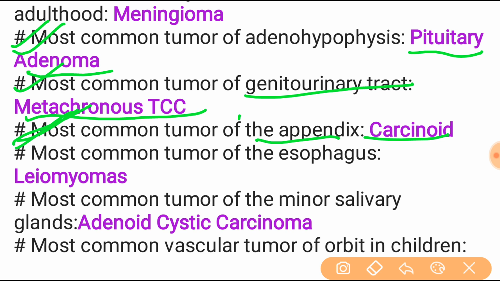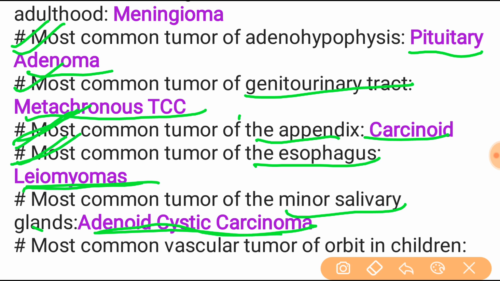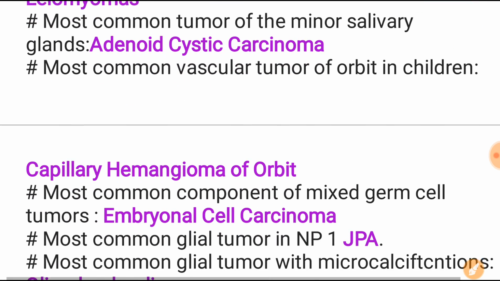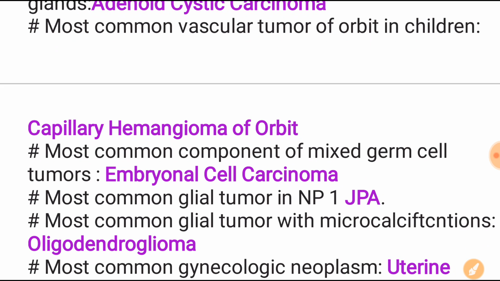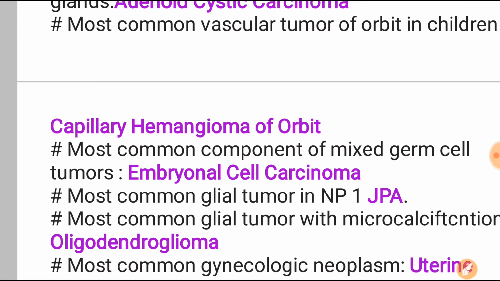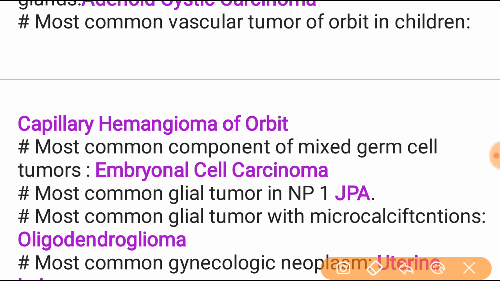It is also very most important. The most common tumor of the esophagus is leiomyosarcoma. This is also a most important question. The most common tumor of the minor salivary gland is adenoid cystic carcinoma, and the next one is the most common vascular tumor of the orbit in children, which is capillary hemangioma of the orbit. The most common component of mixed germ cell tumor is embryonal cell carcinoma.